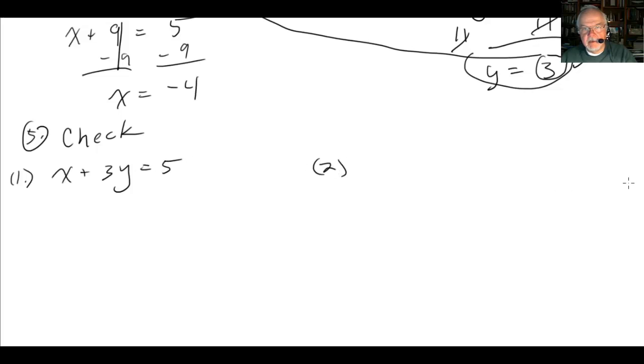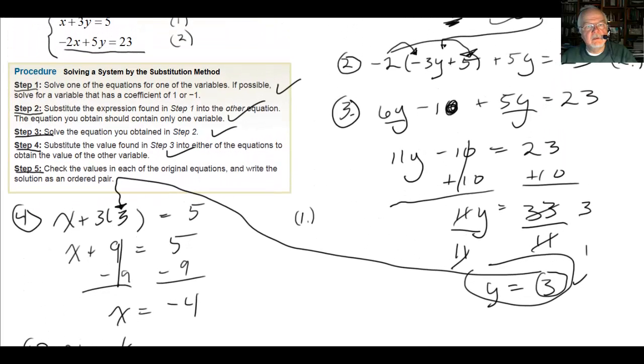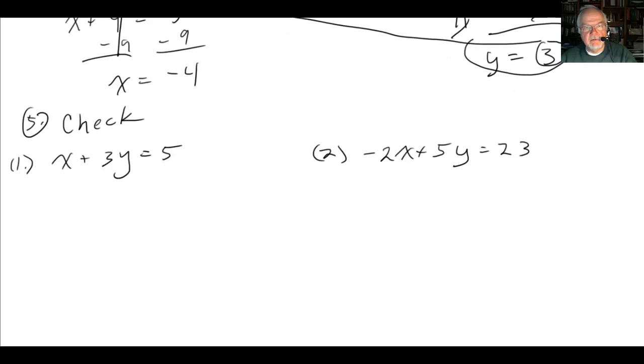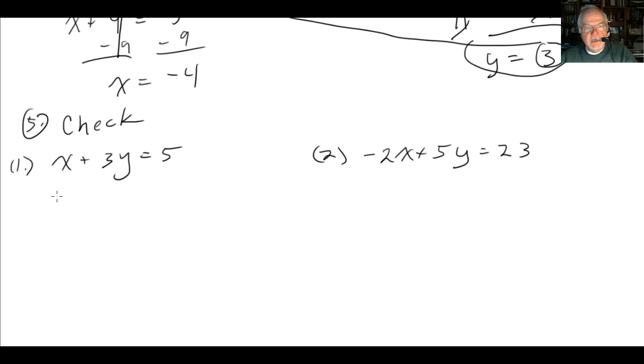And what's the second equation? Second equation is minus 2x plus 5y equals 23. Okay, so now we're going to substitute. x plus 3y equals 5. Or does it? That's the question. So I'm going to substitute minus 4, because that's x, and I substitute 3 here.